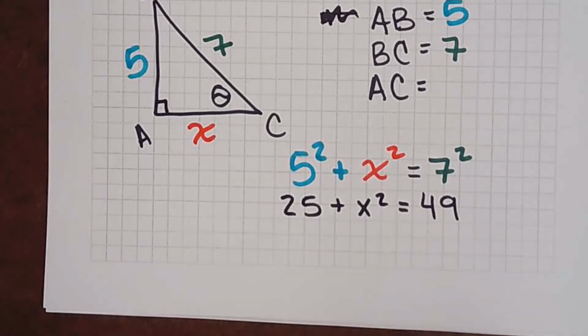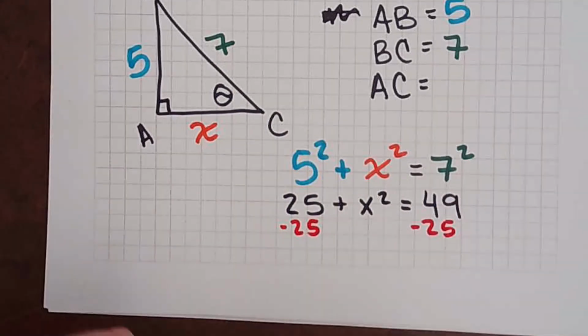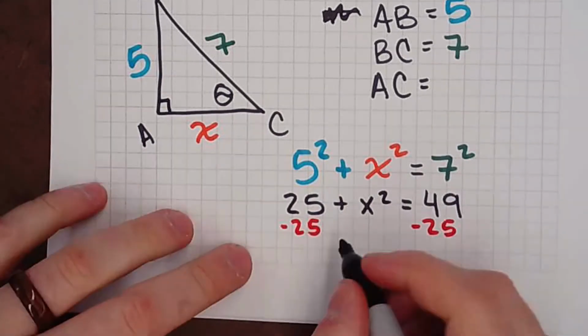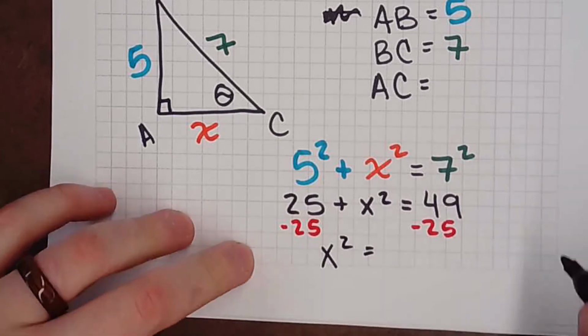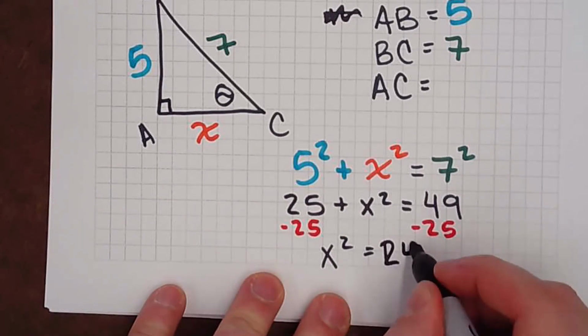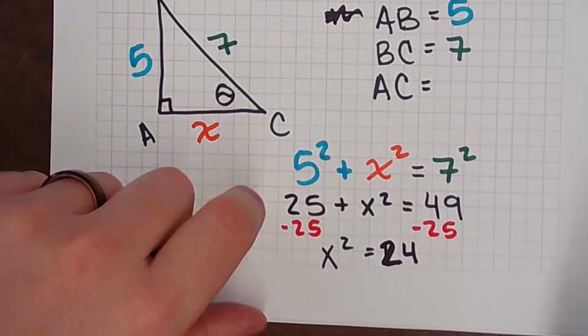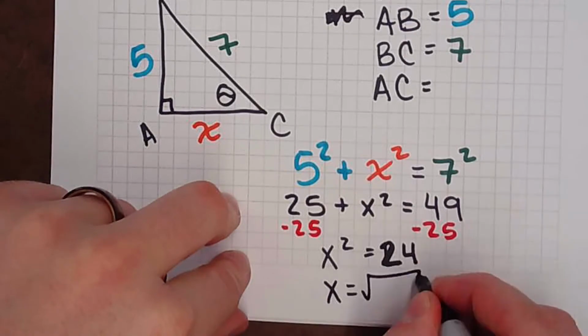Subtract 25 from both sides because we're trying to get x on its own, right? And that's what's bothering x. We save that square for last. Just like in PEMDAS. 49 minus 25, 24. And then what do we do? We root it, so x is going to be the root of 24.